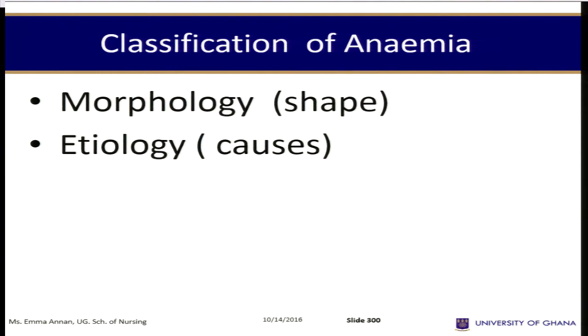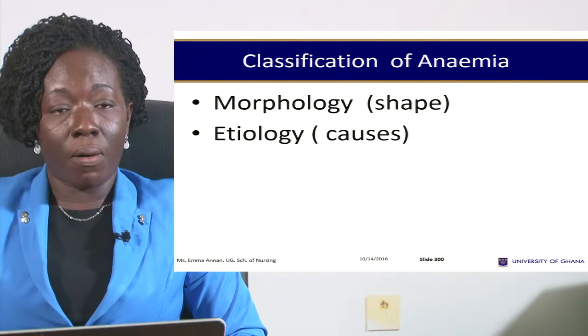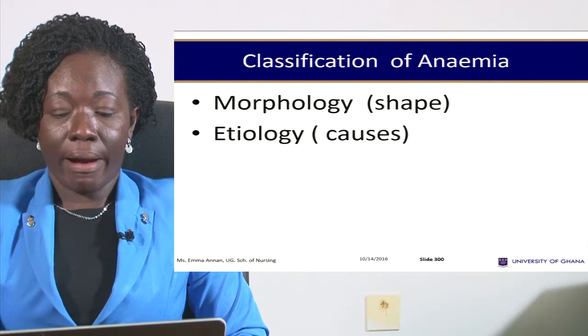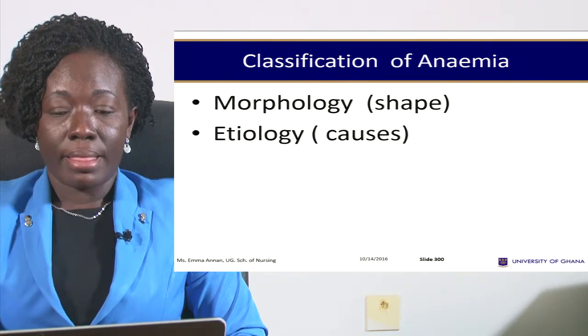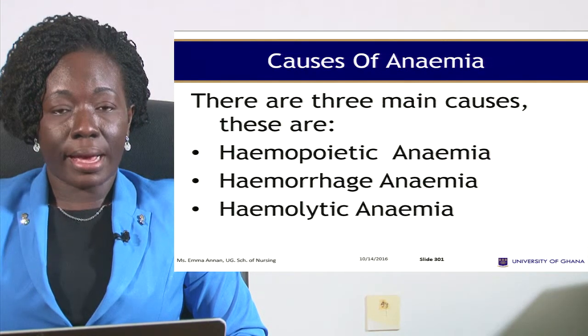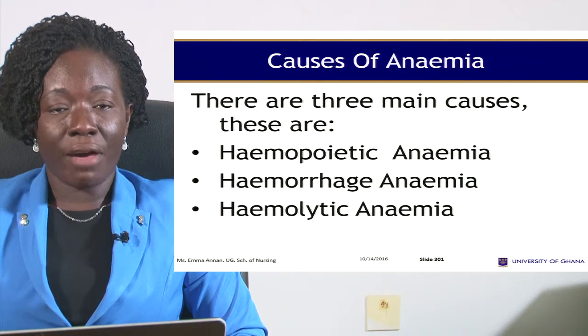Classification of anemia. It can be according to the shape or the causes. There are 3 causes. These are haemopoietic, hemorrhagic, and hemolytic. So we have haemopoietic anemia, hemorrhagic anemia, and hemolytic anemia. We'll look at them one by one.